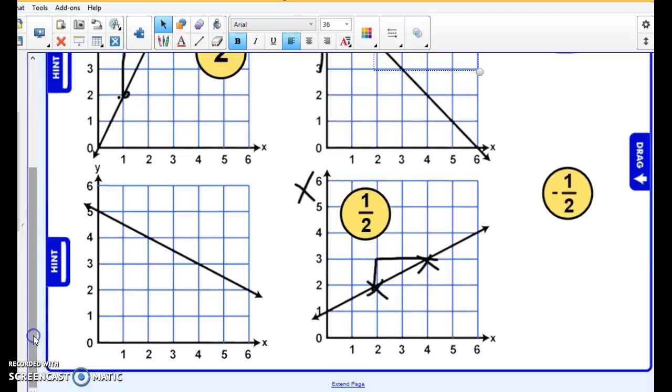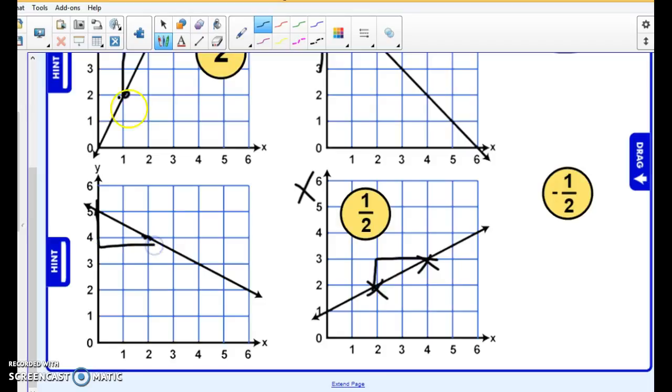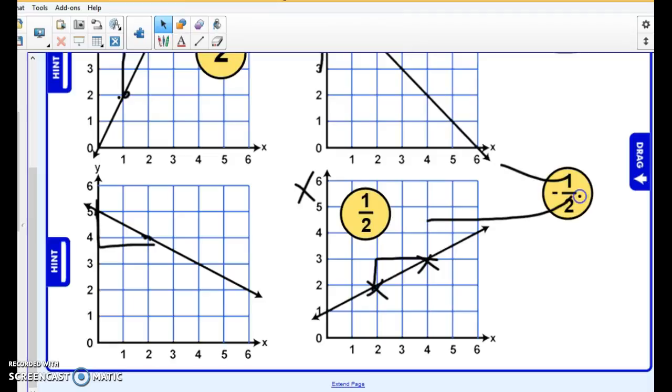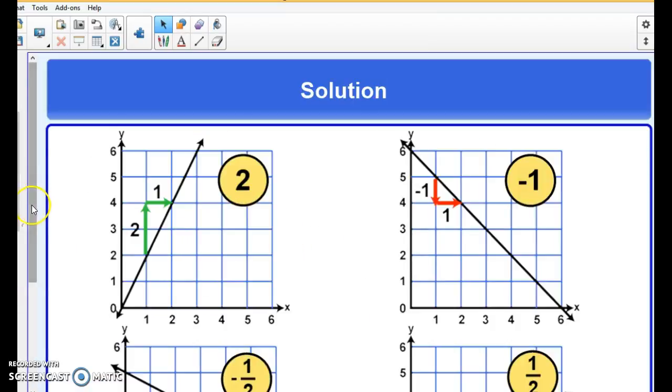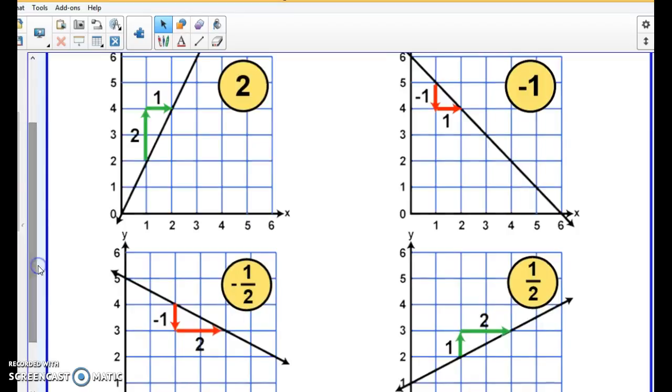And there's only one left for this last one. Starting here to here, I'm going down 1, right 2. That means I'm going to be going down 1, so negative 1, and to the right 2 would be a positive 2. There's all the answers, and here's all the lines that say up 2, right 1, down 1, right 1, down 1, right 2. So there's all my answers from the previous slide.